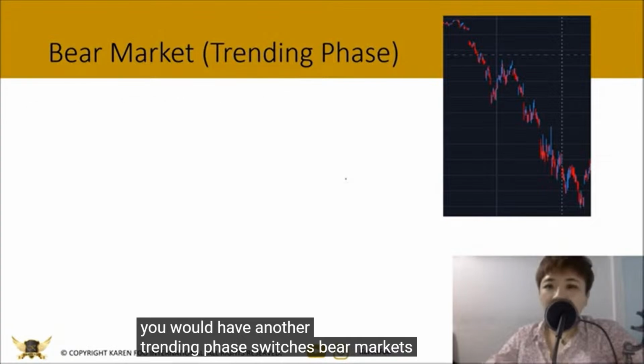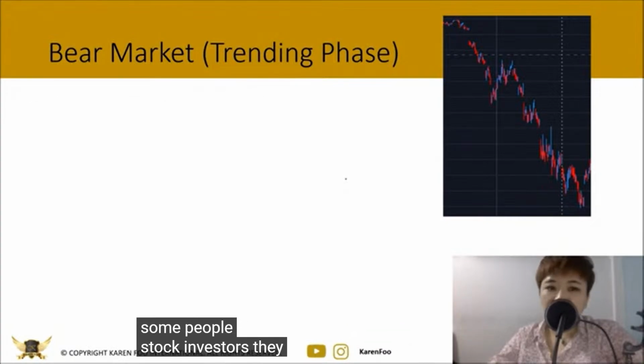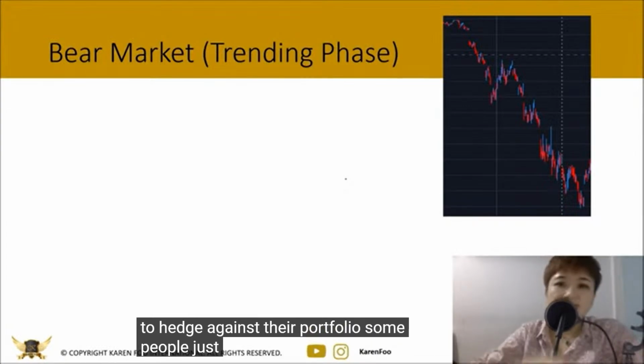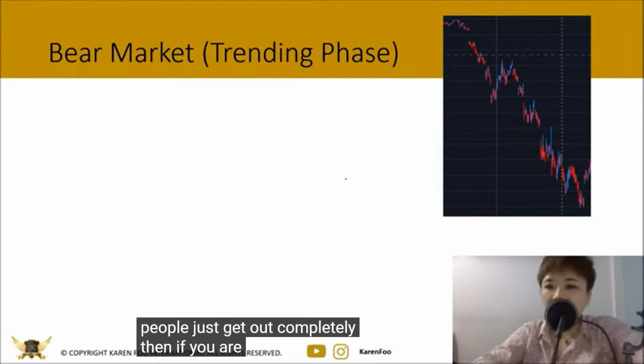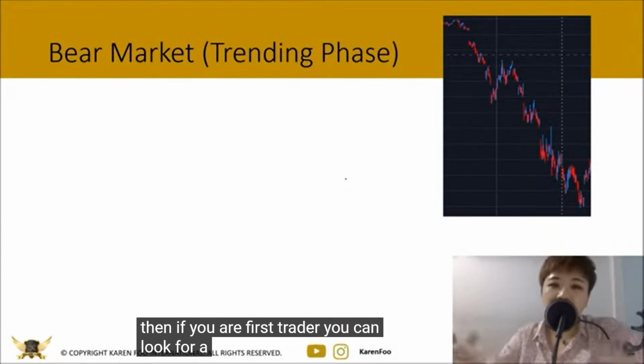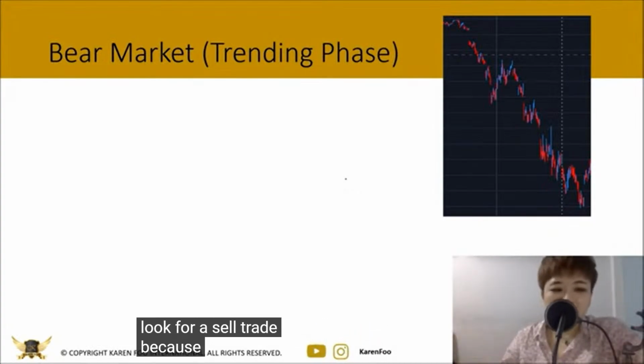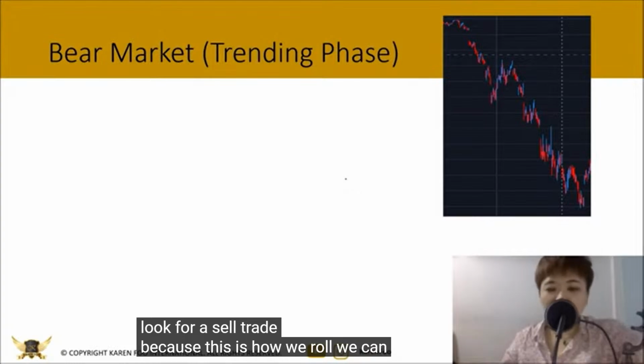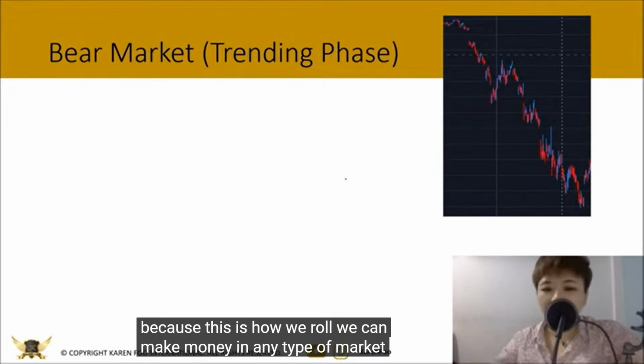So after a breakout downwards from the distribution phase, you would have another trending phase, which is bear markets. Some people, stock investors, would buy put options to hedge their portfolio. Some people will just get out completely. Then if you are a forex trader, you can look for a sell trade, because this is how we roll. We can make money in any type of market.